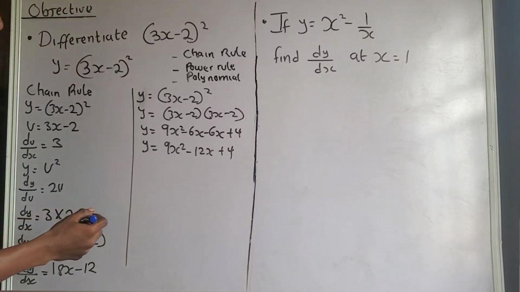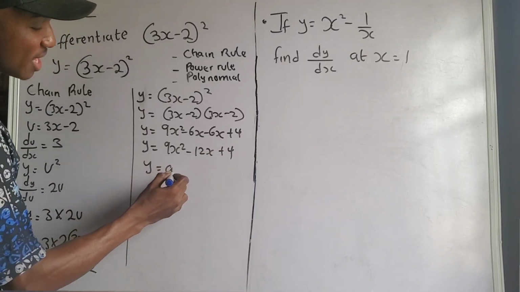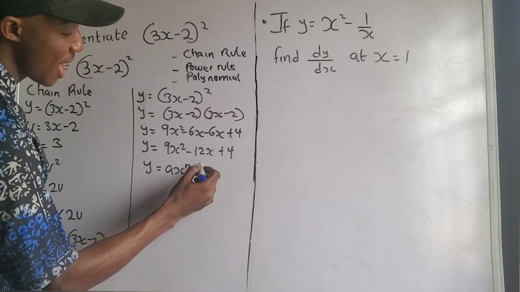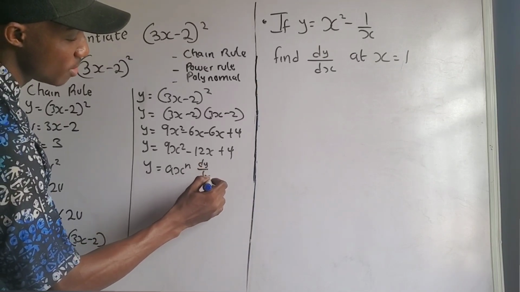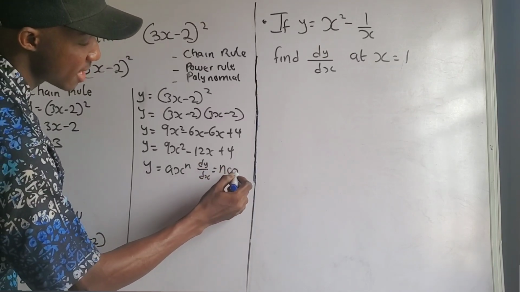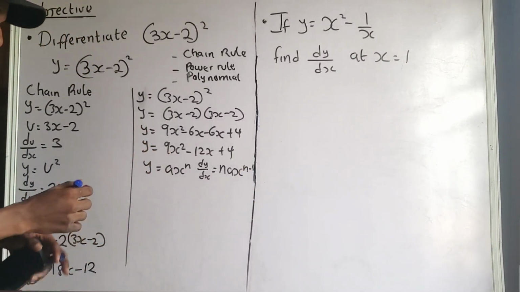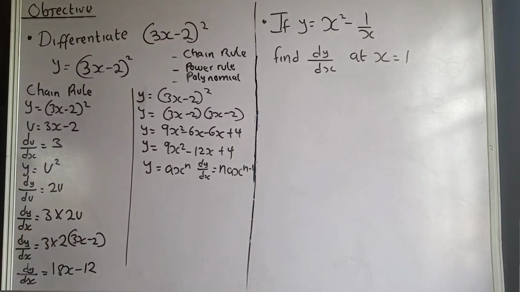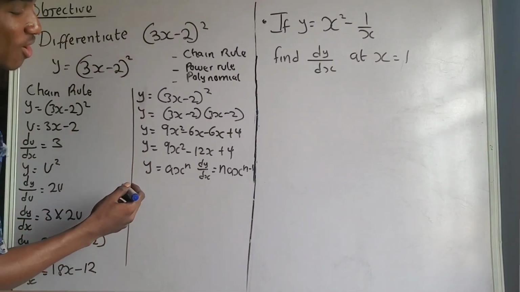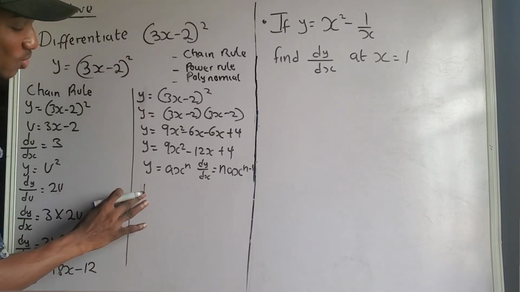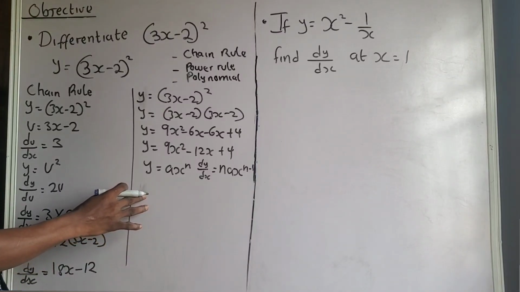And according to the rule of differentiation, if you have y equals ax raised to the power of n, dy all over dx will be equal to nax raised to the power of n minus 1. That is, the power is going to multiply the coefficient and the power is going to reduce by 1. Do you understand? So, for 9x squared now, we are going to differentiate each term individually.